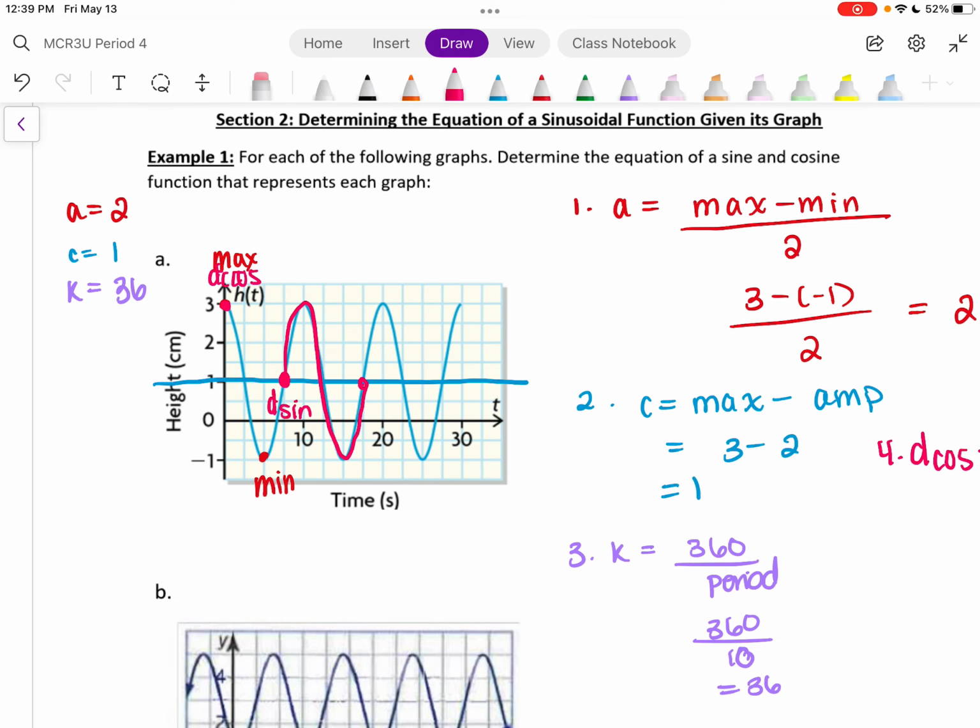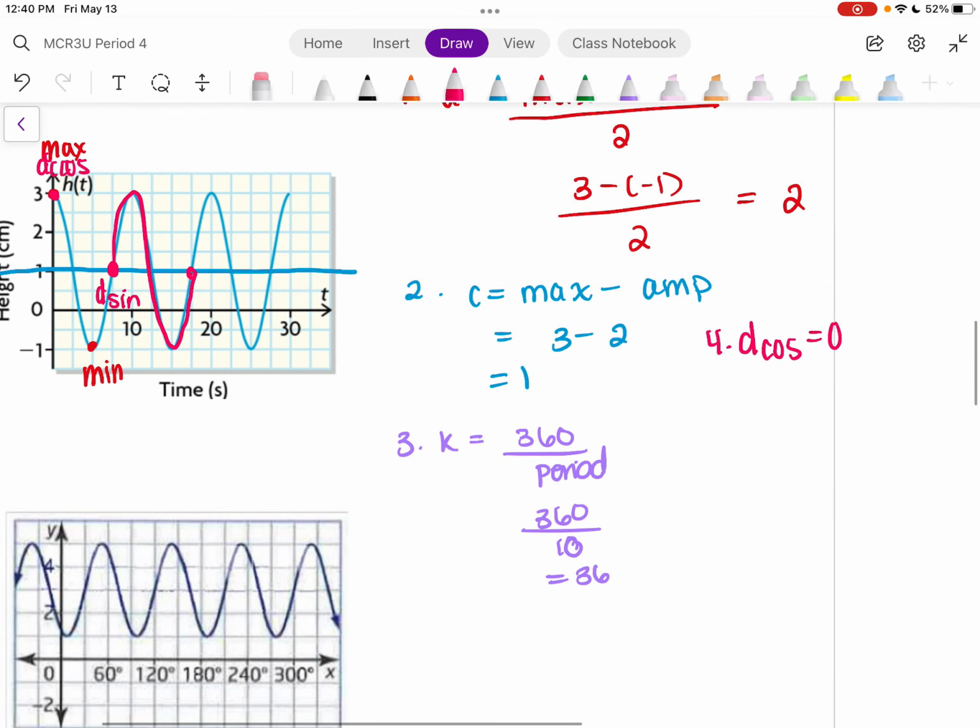One thing to notice is the A, K, and C values stay the same for any cosine and sine function. So you can still use 2, 1, and 36. The only thing that's changing here is the D value, right? So our D for cos is 0, but our D for sine, if we're looking at it as a sine function, is about 7.5, right? So the D value is 7.5.